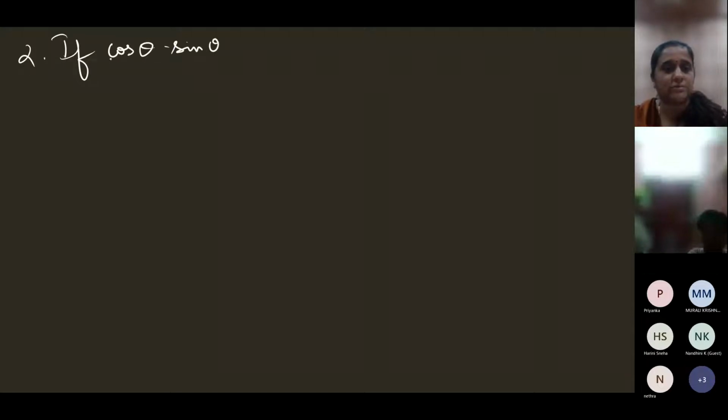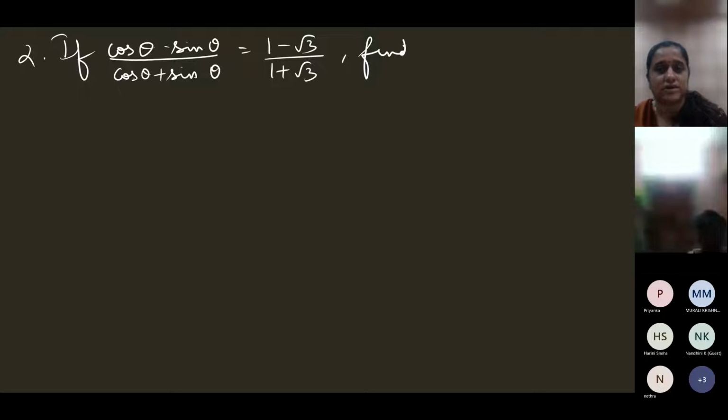Right. See the next one. If cos theta minus sine theta divided by cos theta plus sine theta is equal to 1 minus root 3 by 1 plus root 3, find theta.